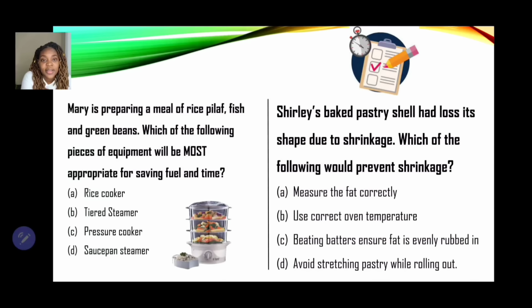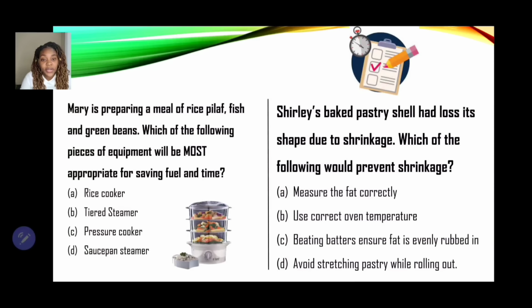Next question. Mary is preparing a meal of rice pilaf, fish, and green beans. Which of the following pieces of equipment will be most appropriate for saving fuel and time?